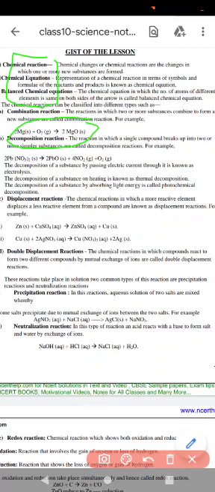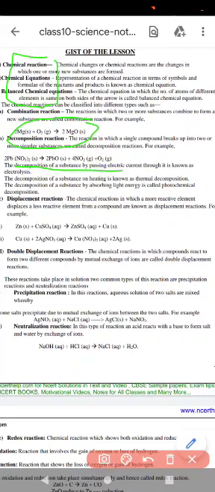A decomposition reaction simply means that a single compound or single reactant breaks down to form two or more products. There are so many examples. You can also say that the examples which we took in combination reaction, we can reverse. It means MgO gives Mg plus O2, CO2 gives C plus O2, Ca(OH)2 gives CaO plus H2O.